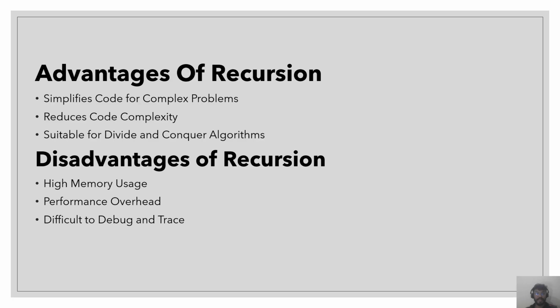Suitable for divide and conquer algorithms. Recursive solutions often have fewer lines of code, making the implementation straightforward. The disadvantages of recursion are: high memory usage. Each recursive call uses memory on the call stack for deep recursion. Second one, performance overhead. Each recursive call uses memory on the call stack for deep recursion. Third, difficult to debug and trace. Recursive code can be harder to debug and understand, especially for beginners, because it involves multiple function calls on the stack.